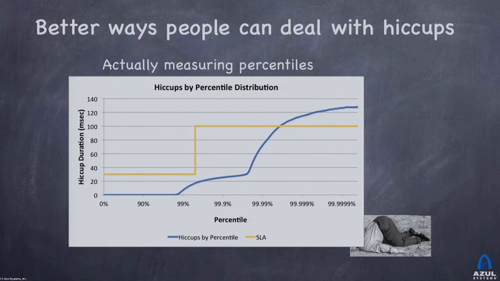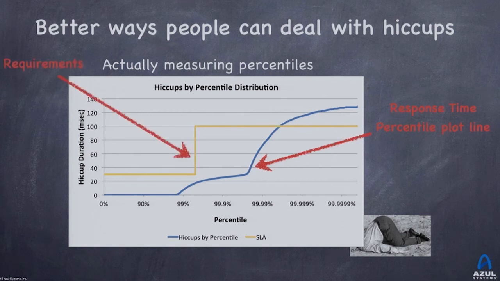This actually says that the 90th percentile is really good, all the way to almost 99, probably about 98%. You have some really good behavior. Then it gets a little worse, but the nice thing in a plot like this is if this is the percentile curve, then these are your requirements. And you can plot them as a step function here and really easily tell whether or not you broke through them.